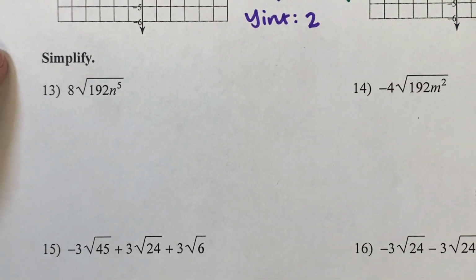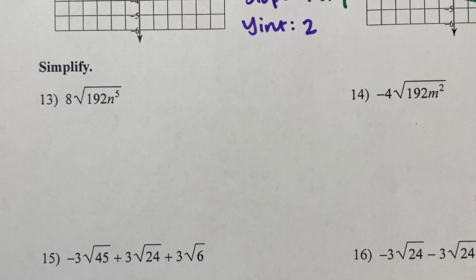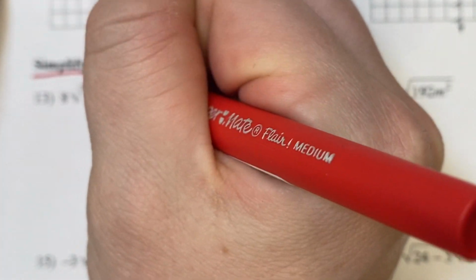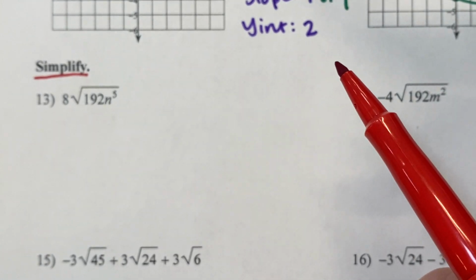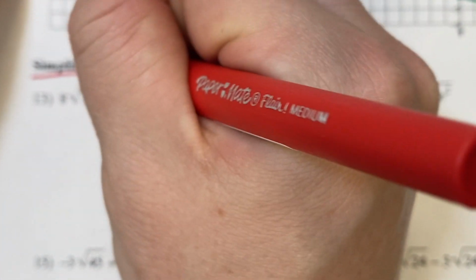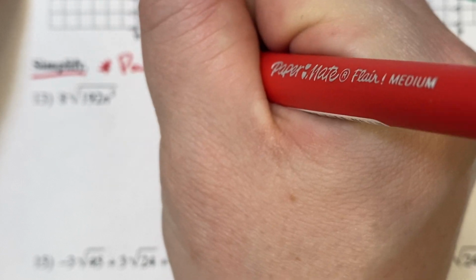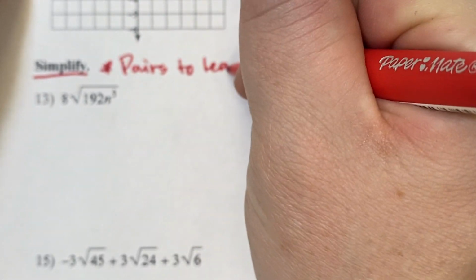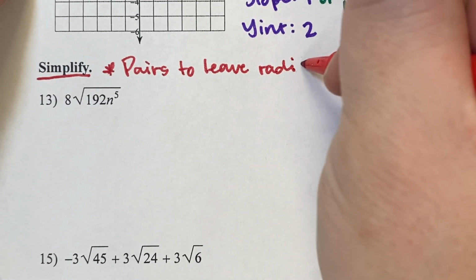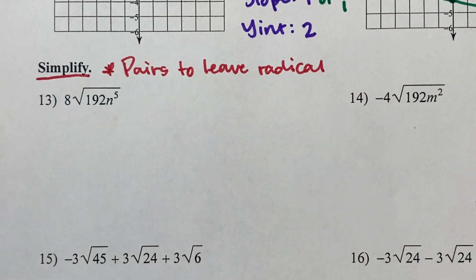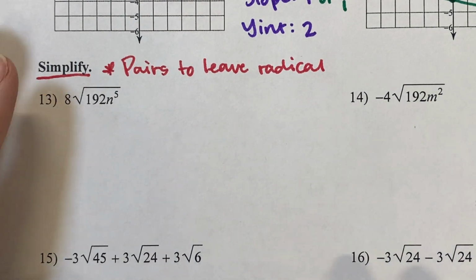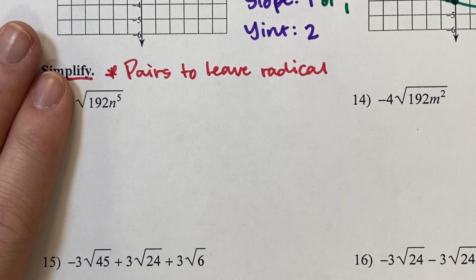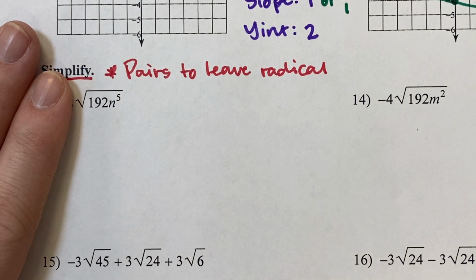Okay, last thing we are going to talk about on this review is simplifying radicals. When we're simplifying radicals, remember that we're trying to get pairs to leave the radical. Think of it, like I said in class, they have to pair up in order to leave the house and go on a date. So we're going to ignore the 8 in front. Just think of that as a couple who's already outside waiting for their friends.